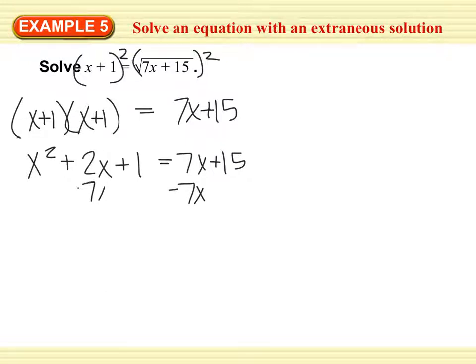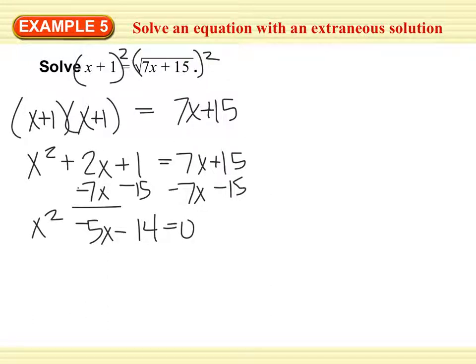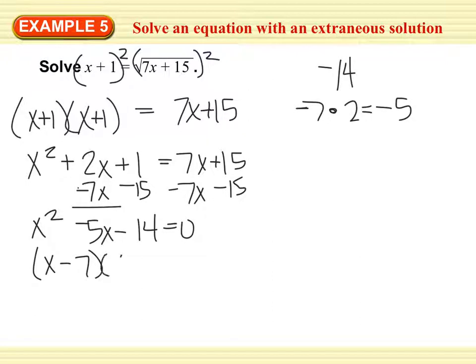If that step confused you, please show your work and it'll all be okay. Okay, solve it. Negative 5x minus 14 equals 0. All right, two things that multiply to negative 14 and add to negative 5. I think negative 7 times 2. So I have x minus 7, x plus 2 equals 0, x equals 7, x equals negative 2.